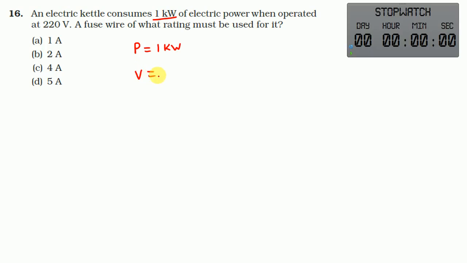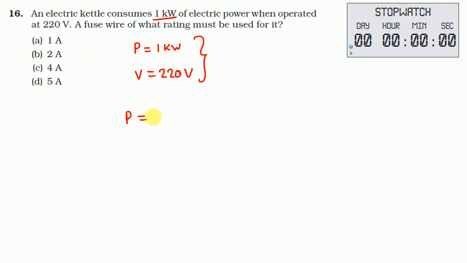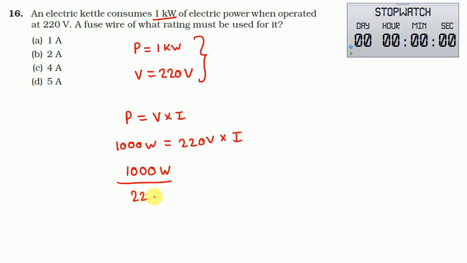So the voltage is 220 volt, right. We need to find the current. We know the formula P equal to V into I. So 1 kilowatt means how much? 1000 watt. We always talk in SI units. So 1000 equals 220 volt into I. So this is what the kettle is operating at.